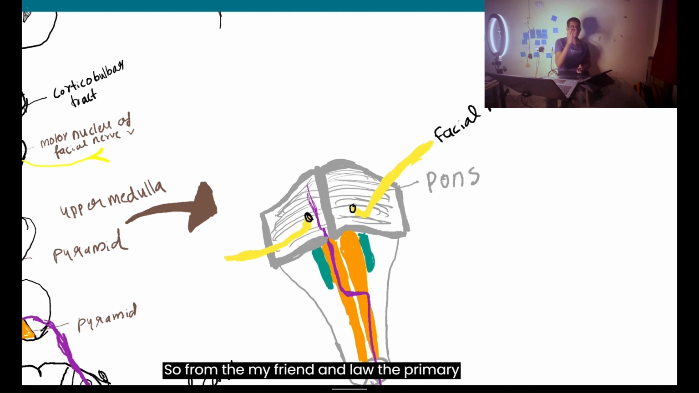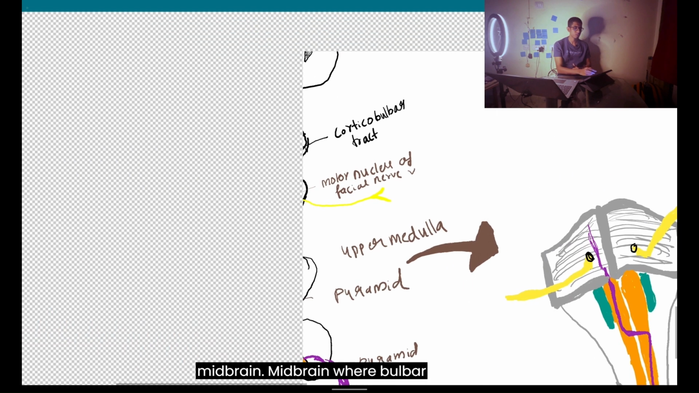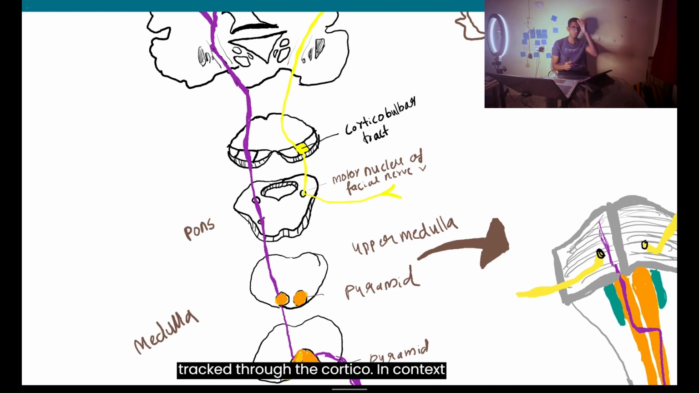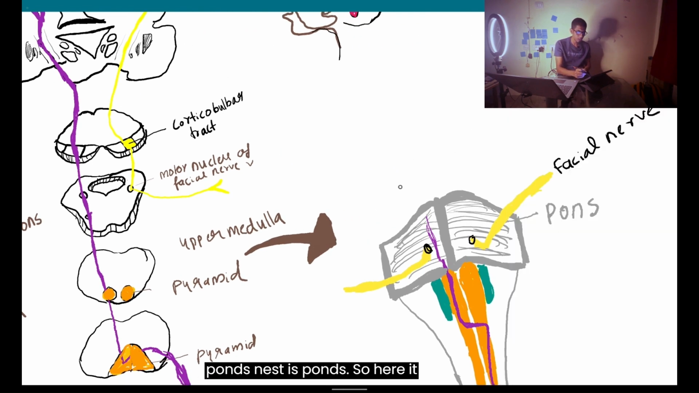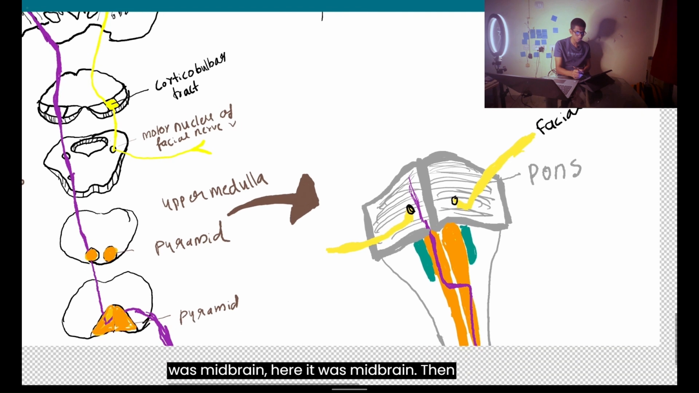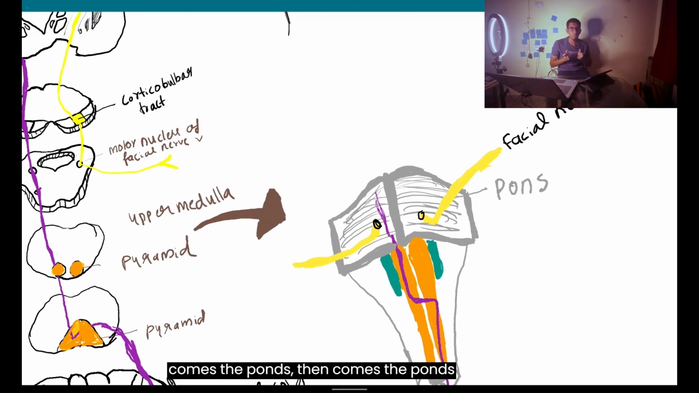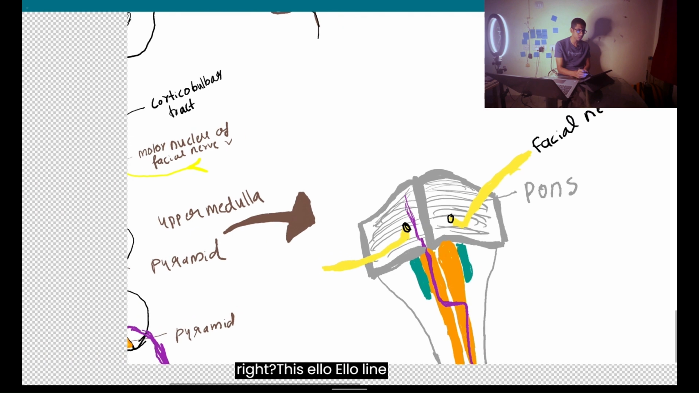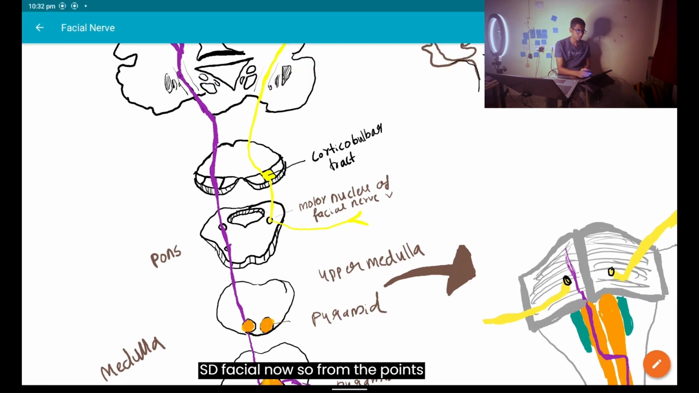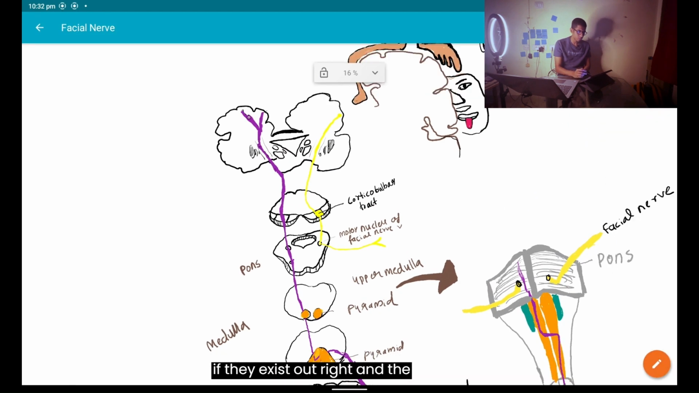So from my frontal lobe, the primary motor cortex area, it is coming down, passing through the internal capsule, down to the midbrain, where the bulbar tract goes from the cortex to the pons. Next is the pons. So here it was the midbrain, then comes the pons. From the pons it exits out, and outside you see the facial nerve. This yellow line is the facial nerve.